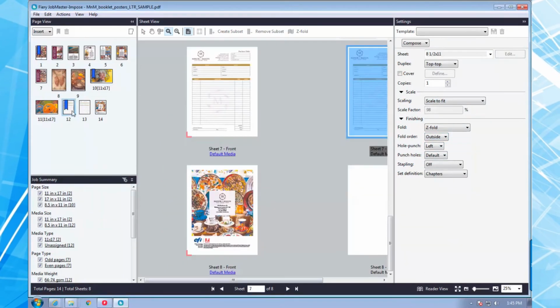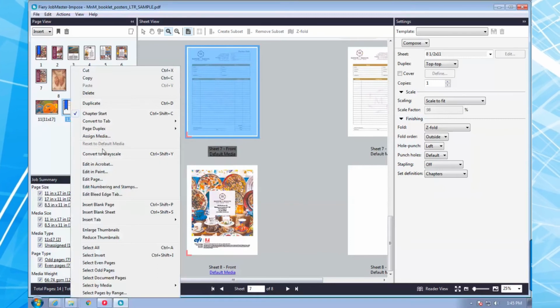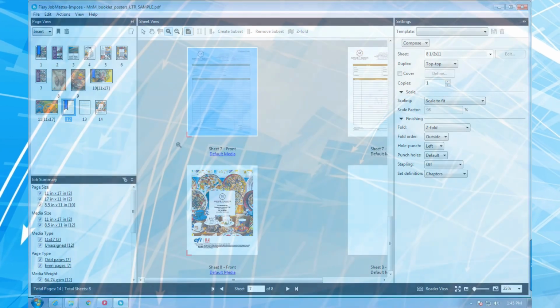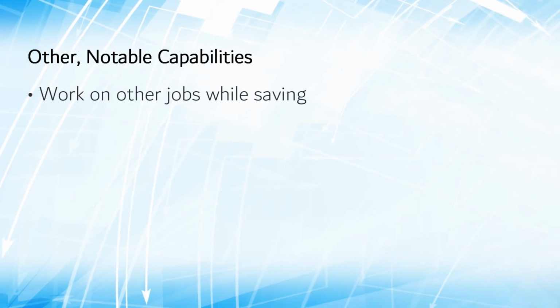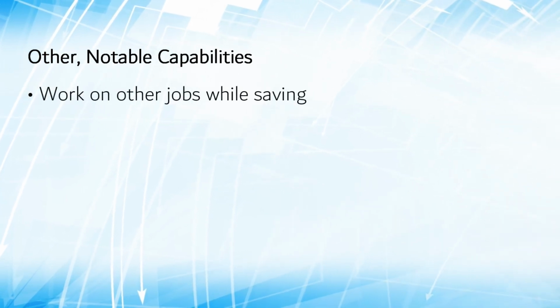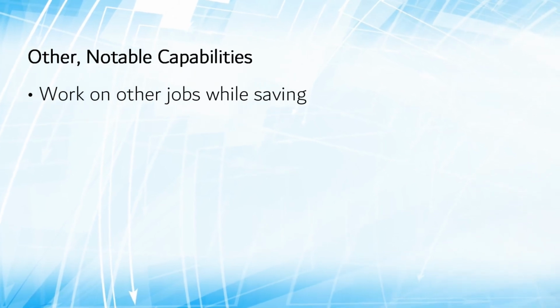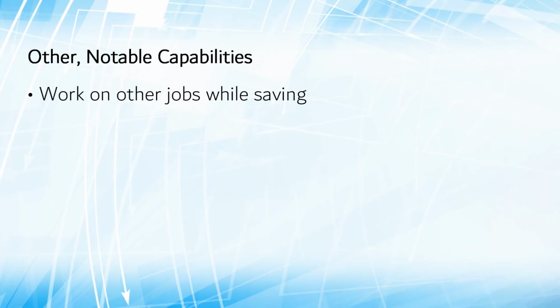These are just some of the job assembly features Fiery JobMaster puts at your fingertips. For example, you could also convert a page or a page range to grayscale. I should also point out a powerful feature in their latest release. You can begin working on the next job while your last job is saving. This can be a real productivity booster because, as you might know, large and complex jobs can sometimes take a while to save and close.